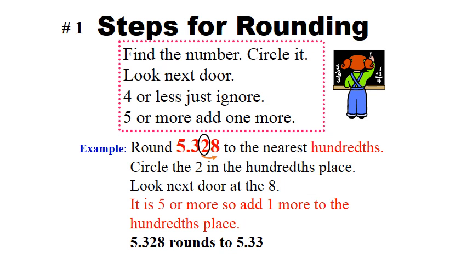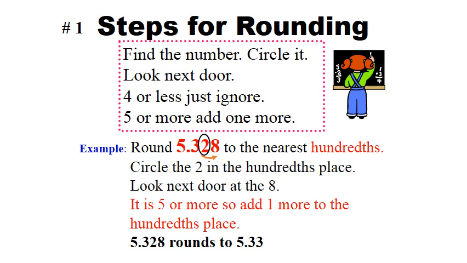Now we are going to learn the steps of rounding a decimal number. Well, we have steps similar to those for a usual number. Do you still remember our song? Find the number, circle it. Look next door, 4 or less, just ignore, 5 or more, add 1 more.